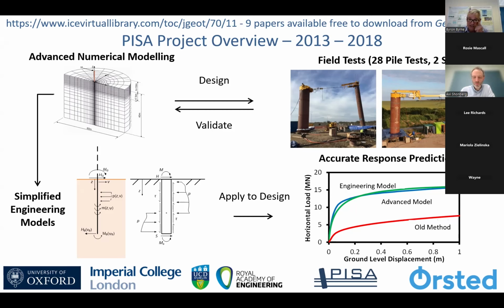And actually what you can see in this plot on the bottom right is that the new models predict stiffness and capacity that's much increased on the older models. And the field tests then were used to demonstrate that these new advanced models were more accurate. They could be validated against the testing. Now, all of this work is published open access, and if you're interested in it, you can download all the papers from Geotechnique at the link shown.